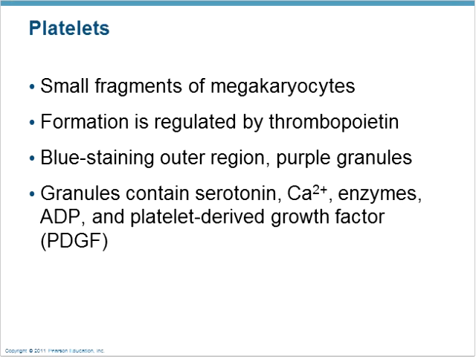Platelets, another formed element in our blood, are formed from fragments of what are called megakaryocytes, the original cells that they come from. The megakaryocytes break apart, and the fragments start to circulate within our bloodstream. Formation is regulated by thrombopoietin. They have a blue staining outer region and kind of purple granules. The granules contain serotonin, calcium, enzymes, ADP, and a platelet-derived growth factor, PDGF.